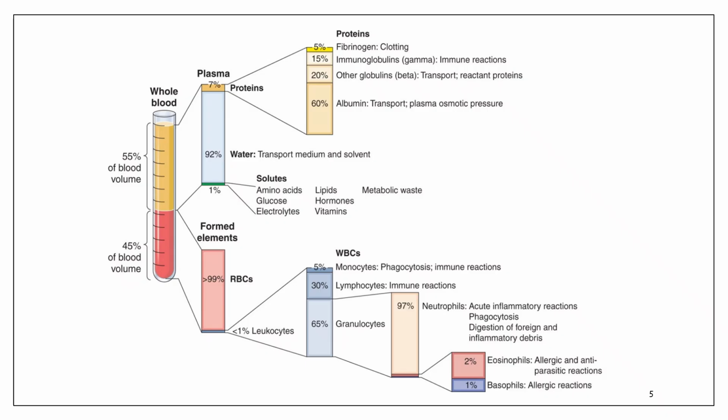Eosinophils, approximately 2%. These are allergies and parasites. Basophils, less than approximately 1%. We see these in allergic responses and histamine release. We also see agranulocytes, lymphocytes, approximately 30%. So immune reactions, B cells, T cells, natural killer cells. Monocytes are responsible for phagocytosis, and they become macrophages in the tissues.